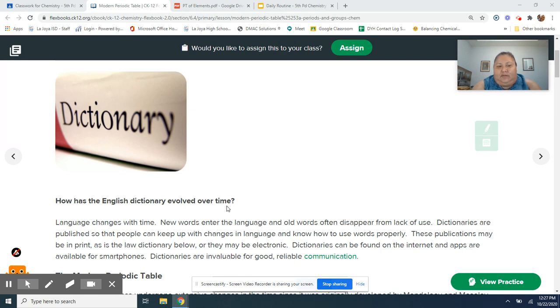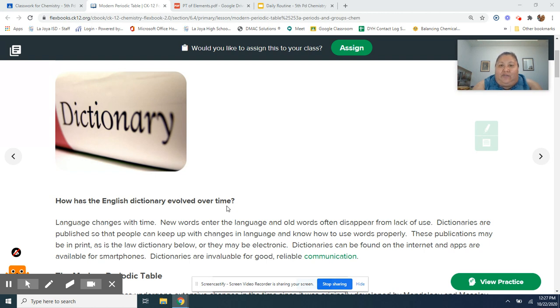Language changes with time. New words enter the language and old words often disappear from lack of use. Dictionaries are published so that people can keep up with the change in language and know how to use words properly. These publications may be in print, as is the law dictionary below, or they may be electronic. Dictionaries can be found on the internet, and apps are available for smartphones. Dictionaries are invaluable. Good, valuable communication. All right.